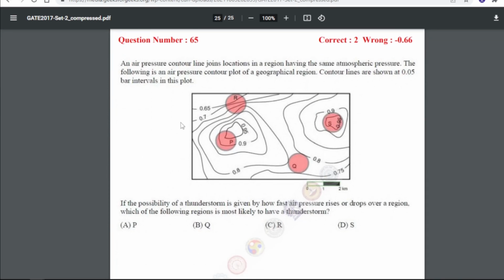And at last, the 65th question. An air pressure contour line joins locations in a region having the same atmospheric pressure. The following is an air pressure contour plot of a geographical region. Contour lines are shown at 0.05 bar intervals in this plot. If the possibility of a thunderstorm is given by how fast air pressure rises or drops over a region, which of the following regions is most likely to have a thunderstorm? So for 65 our answer will be C, that is R, right?